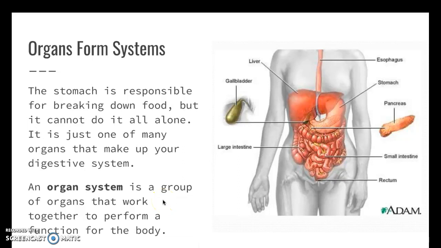This is your organ system called the digestive system. We have not just the stomach and not just the intestines. We have the liver, we have the esophagus, the pancreas, the large intestine, gallbladder, rectum. They all have a different specific job, but their one joined function is to digest food, remove the nutrients, and remove the waste.